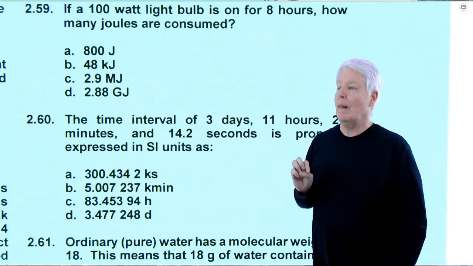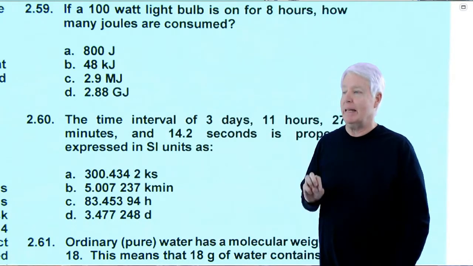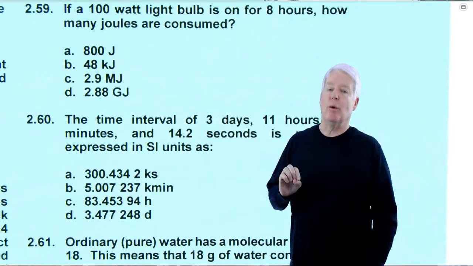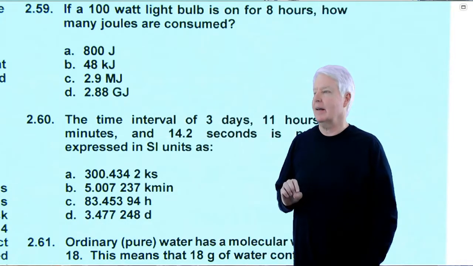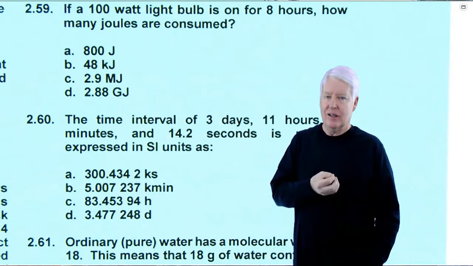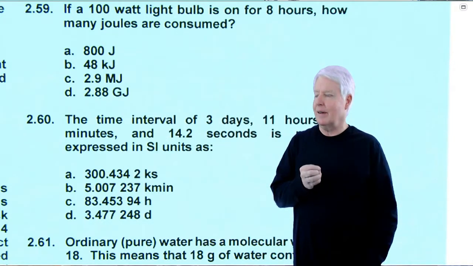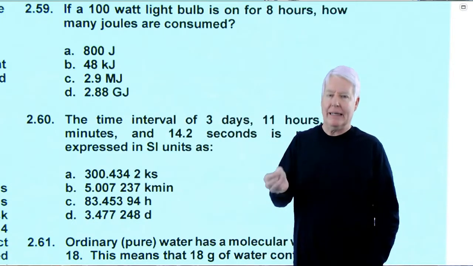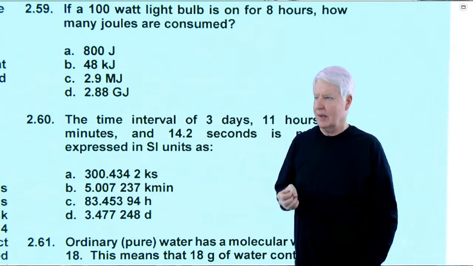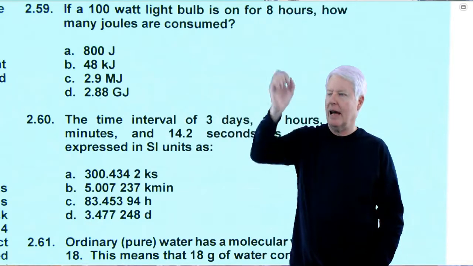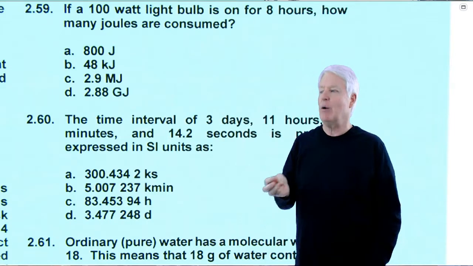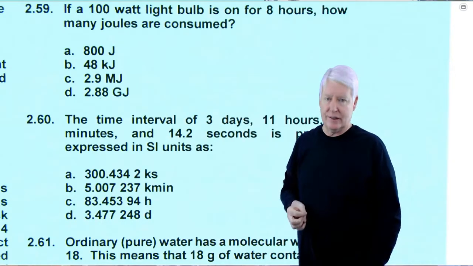If a 100-watt light bulb is on for 8 hours, how many joules will be consumed? All right, very good. Well, first of all, you have to know what a watt is, and it is a derived SI unit, but it is joules per second. So if you want to convert it into joules, you multiply it by time, and then the seconds will cancel out. Remember, watt is joules per second, with second in the denominator. So we'll have to convert hours into seconds and then multiply it by that 100 watts, and that will give us joules, which this question is asking for.